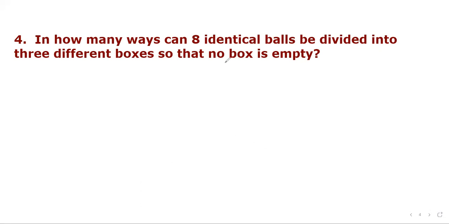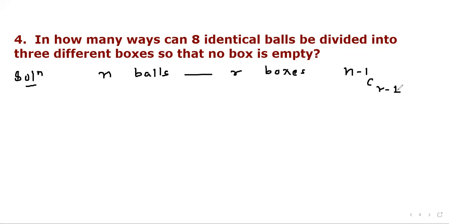In how many ways can 8 identical balls be divided into 3 different boxes so that no box is empty? So, solution. Total number of ways of dividing n identical balls in r distinct boxes when no box is empty is given by the formula n minus 1 C r minus 1.